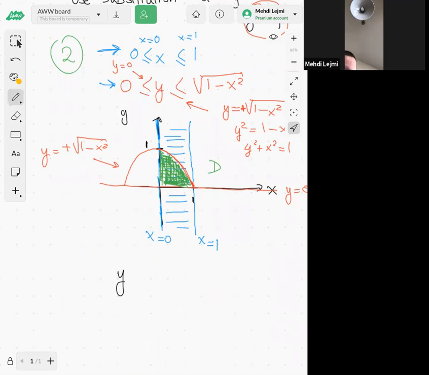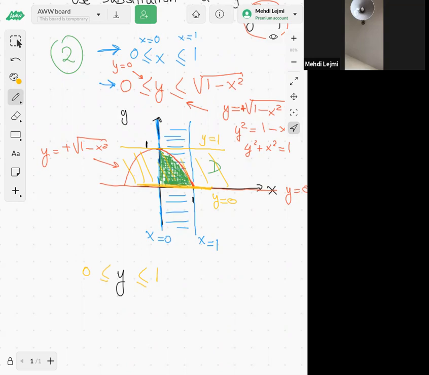So for this region D, if you start with y between two constants, that will be y equal to 0. That's my first constant. And the second constant would be this one here. This is y equals 1, right? Because my region D is between these two horizontal lines, y equals 0 and y equals 1. So y is between 0 and 1. All right, so that will be this yellow region here, between y equals 0 and y equals 1.